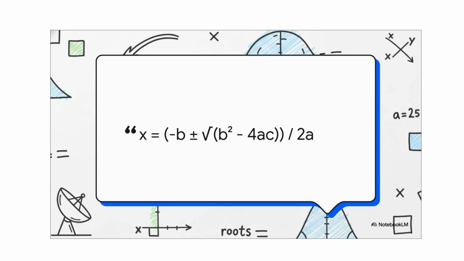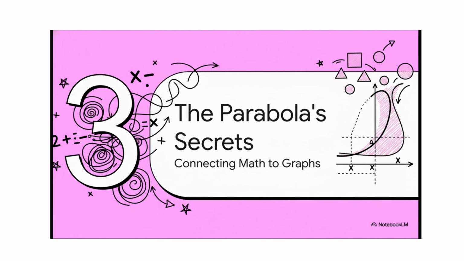Every single time. So we've found these x values, right? Like the 2 and 3 from our first example. But what do those numbers actually mean? They're not just random answers to a puzzle. They represent real, actual points on a graph. And this is the cool part, where we connect the numbers to the picture, and we see how this algebra creates that beautiful curve we started with, the parabola.